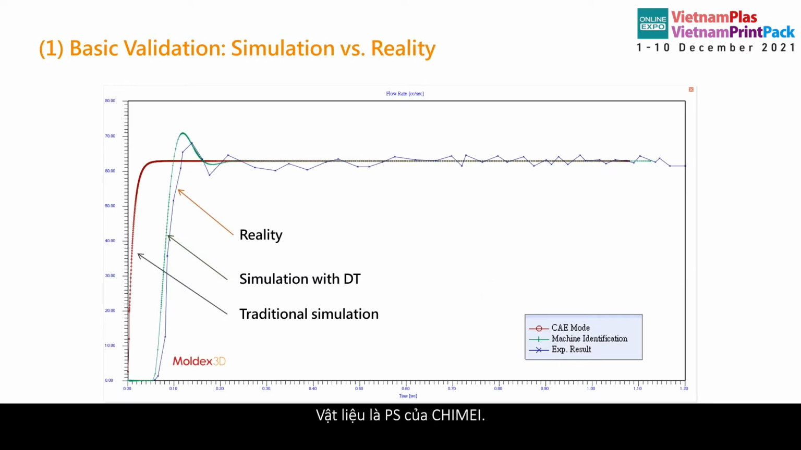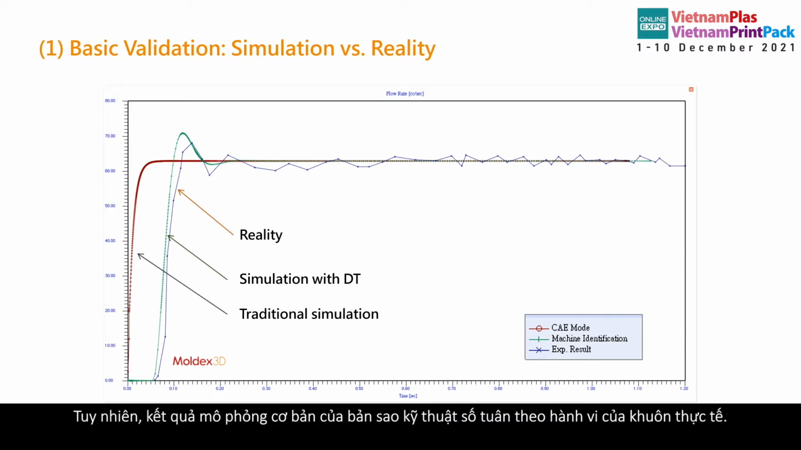This slide shows the comparison between simulation and real shot. Traditional simulation is the same as before. The profile of the flow rate follows the setting of the control panel. However, the result of the digital twin based simulation follows the behavior of the real machine. The response curve of the simulation highly matches the real shot.